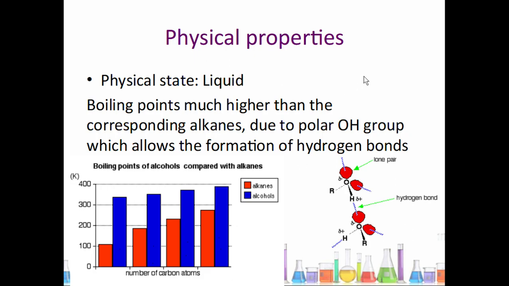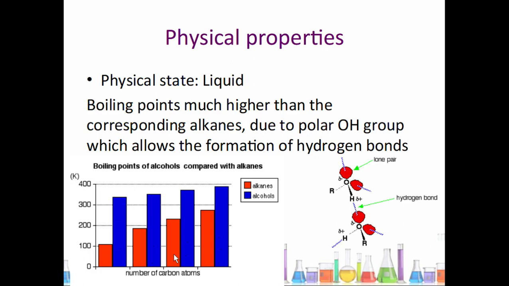Physical properties of alcohols: they're all liquids at room temperature. So anytime we're talking about physical state, that's going to be at room temperature. Boiling points are much higher than the corresponding alkanes. The reason for that is that the OH group is polar, and so that allows the alcohol molecules in a solution to form hydrogen bonds between them. So this is your hydrogen bond, that's going to take more energy to break those molecules apart.